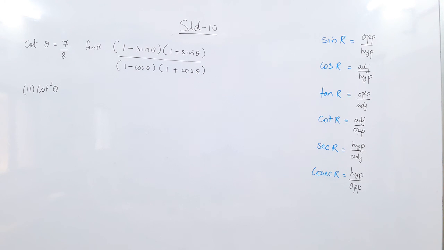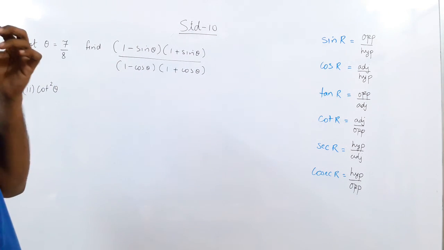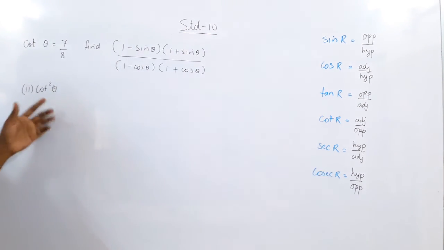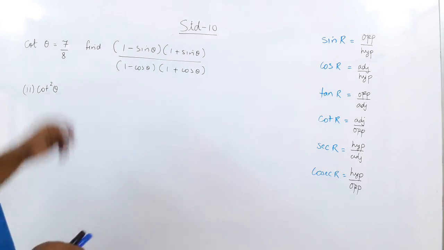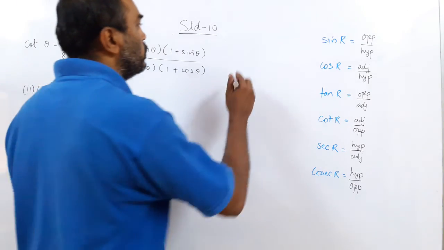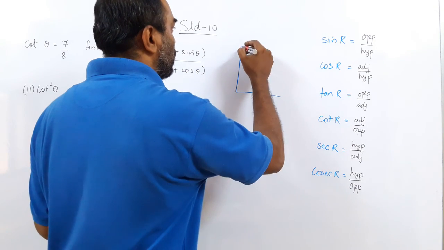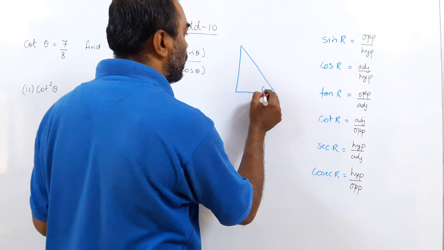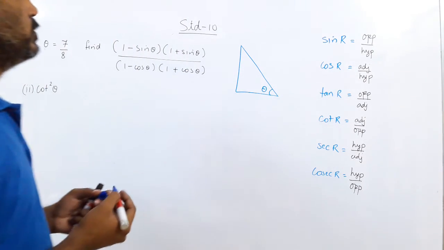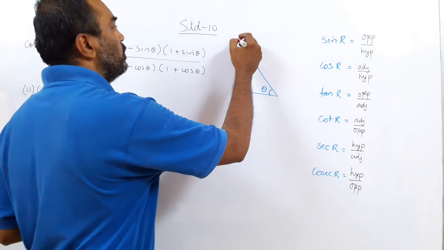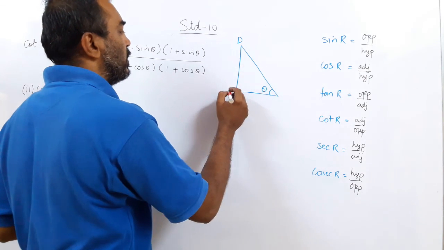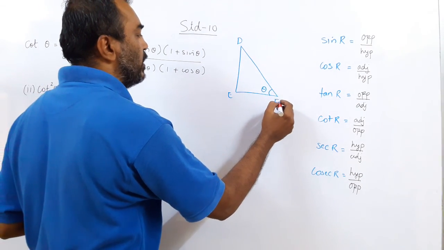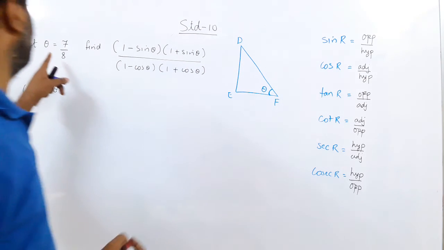Now we have the sum. Cot theta equals 7 upon 8. We have to find this value, and second, we have to find cos square theta. So cot theta equals 7 upon 8. What do I have to do first? Draw a right angle triangle and call one acute angle theta. So let me call the triangle DEF. I can give any name I want. And one angle is given as theta.